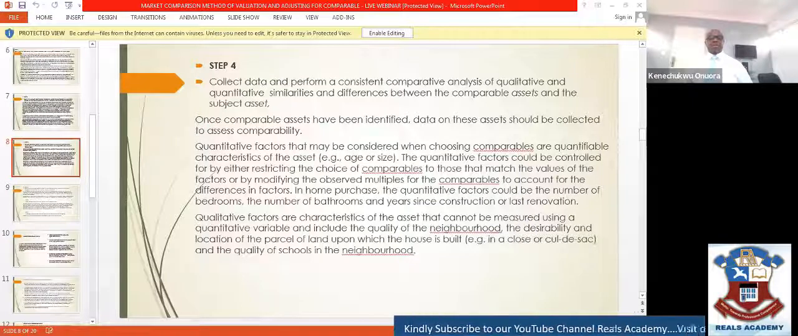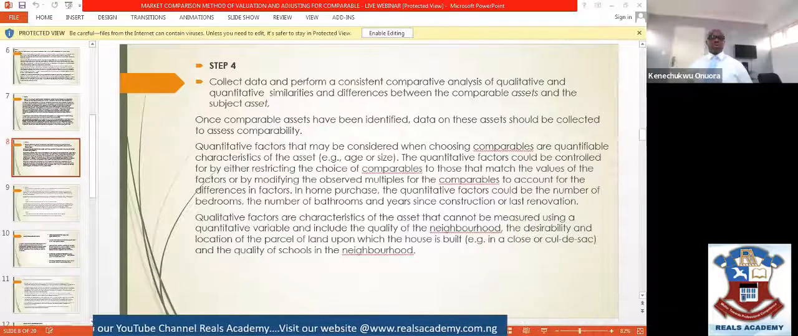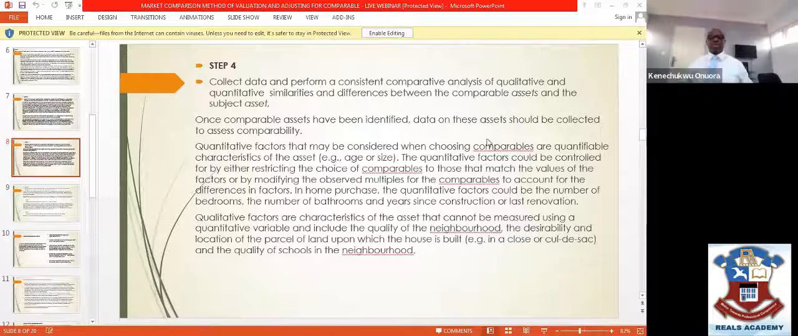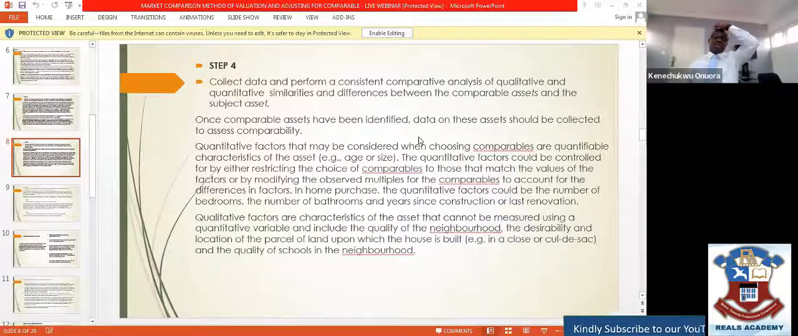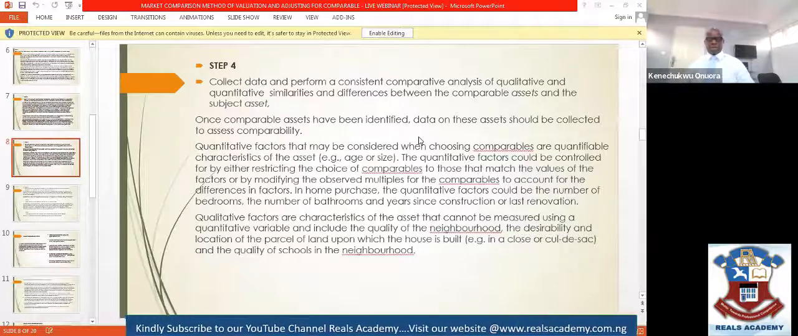Then qualitative factors of the neighborhood. Is it a quiet neighborhood? Is it in a close? Does it have schools? Some people will prefer, say the Muslims will ask, does it have a mosque near it, or Christians, a church? Some will say, is it near the market? So these are all the factors you need to be considering when you're using this method of valuation.